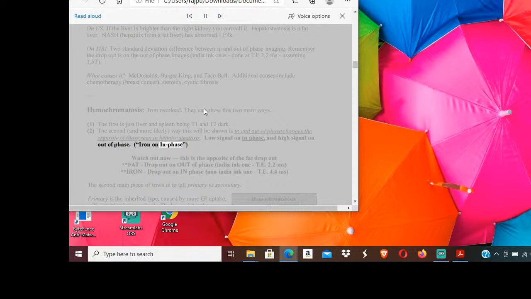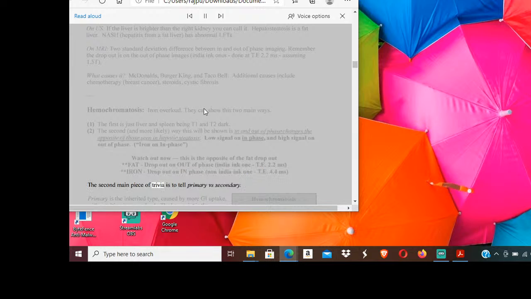Iron dropout on in phase. Watch out now, this is the opposite of the fat dropout on out of phase. In phase is done at TE 2.2 milliseconds. Iron dropout on in phase. Out of phase is done at TE 4.4 milliseconds.